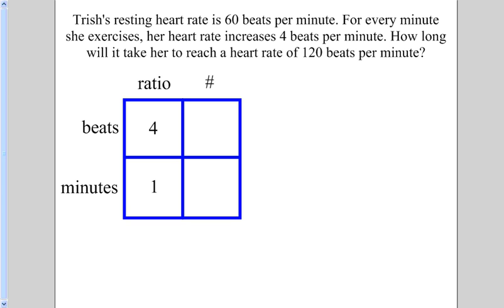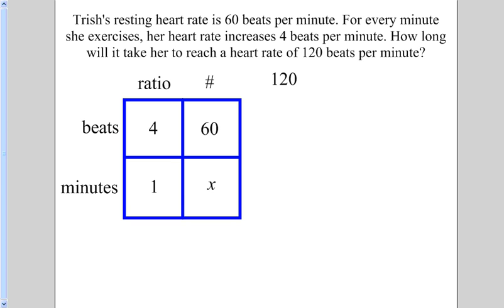That's the rate. And we have 60 is the change that we need to see from 60 to 120. We'll talk about that in just a second. And we need to find the number of minutes. How do we get that number 60? Let's talk about that for a second.